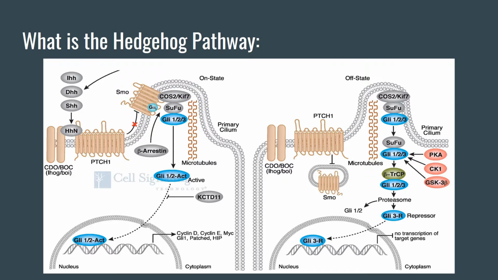In simple terms, the active Hedgehog pathway results in the expression of cell cycle proteins, including cyclins D and E, as well as pathway inhibitors like PTCH1 as a form of negative feedback, whereas in the absence of Hedgehog signaling molecules, Gli3 acts as a repressor, thereby preventing the transcription of its target genes.